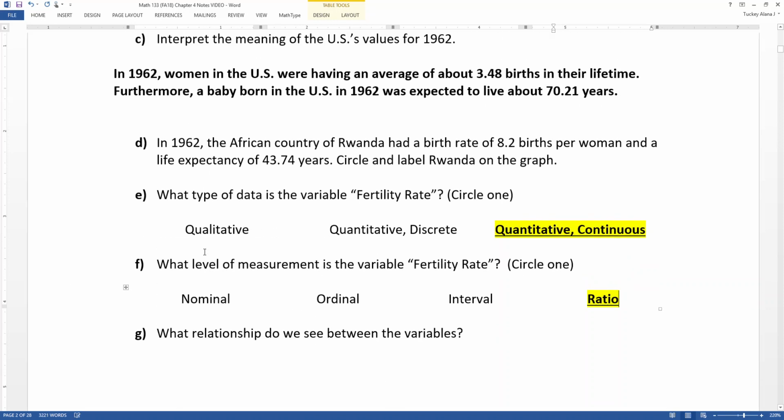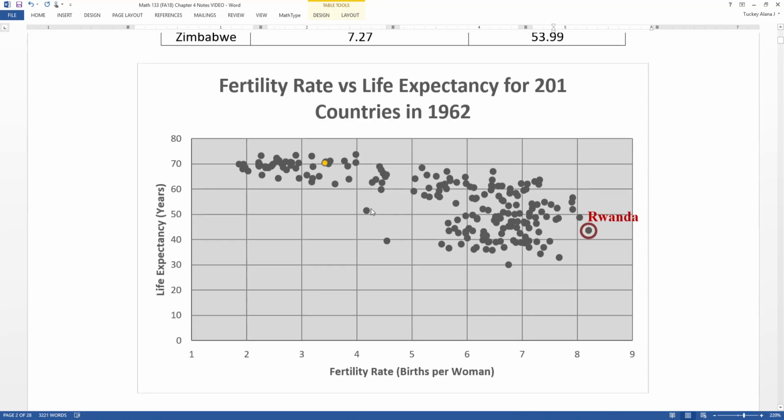Now, what kind of relationship do we see? Well, we see that countries over here on the right have a higher fertility rate and a generally lower life expectancy. And then over here on the left, we have countries that have a lower fertility rate and a higher life expectancy. So we're seeing a negative relationship. We're seeing that life expectancy decreases as fertility grows.